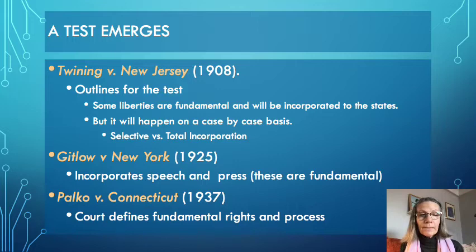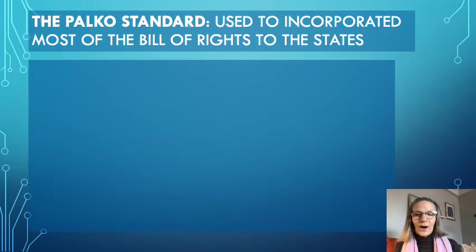Gitlow versus New York is an important case because it recognizes more fundamental liberties. It incorporates the freedom of speech and the freedom of press to the states, and basically says that these liberties are fundamental and states cannot violate those liberties of freedom of speech or press. And then Palko v. Connecticut, which we'll take a look at in a little bit more detail on the next slide. The court defines what we mean by fundamental rights and the process that needs to be used as rights are incorporated. So let's look at Palko v. Connecticut.